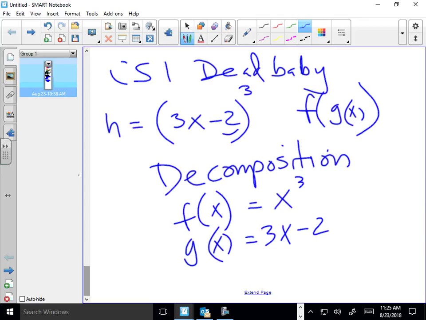But what if my outside parent was x minus 2 cubed? Let's say this is my outside parent. What would my inside parent have to be? What parent, g of x, would I plug into the x's of f of x so that the result would be this dead baby? Mikhail?